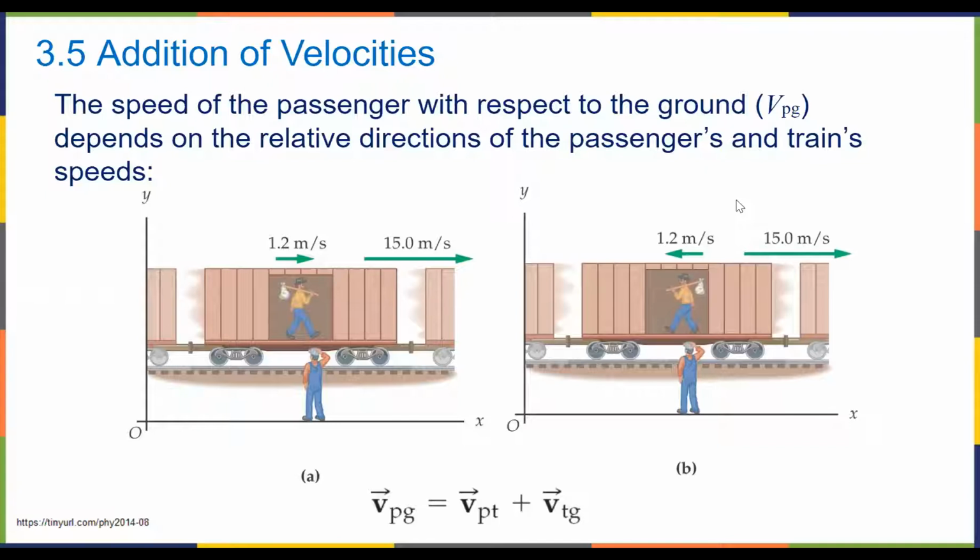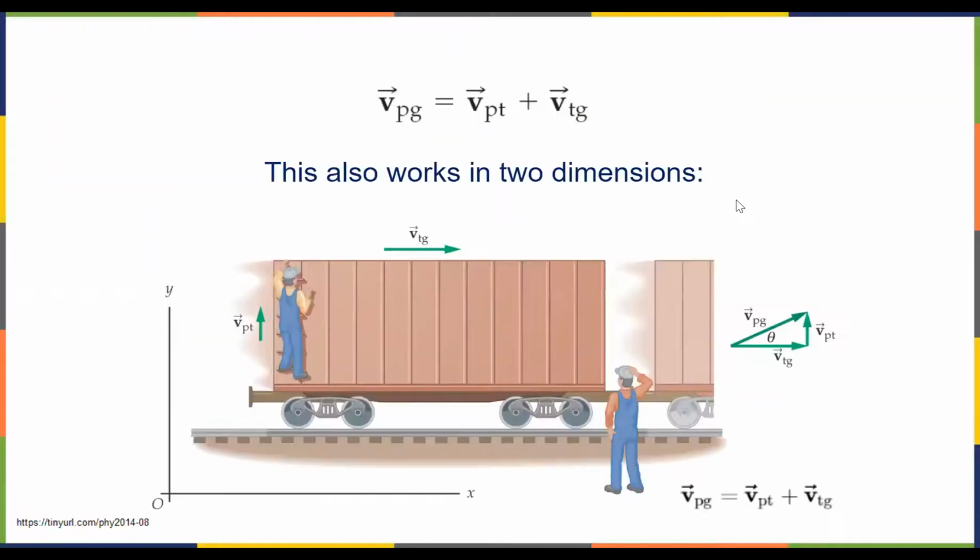Okay, so this is from a one-dimensional figure, but it also applies to two-dimensional. In this case, if the train is going in the horizontal direction, but the passenger is going up the ladder on the train vertically, then you can apply that too. So V of the person with respect to the train plus V of the train with respect to the ground will give you the velocity of the person with respect to the ground. So that also applies.